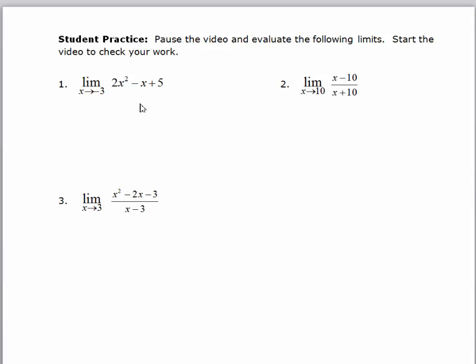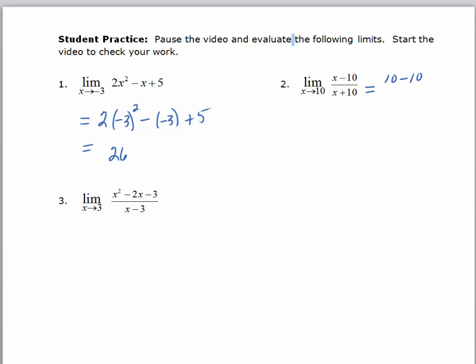Starting with the first problem, we have the limit of a polynomial, and the limit of a polynomial, we just use direct substitution. We're going to substitute the -3 in wherever we see an x, and we'll evaluate. Evaluating, we get 26. So the limit as x approaches -3 of 2x squared minus x plus 5 is equal to 26. Number 2, we have the limit of a rational function, and again we get to use direct substitution.